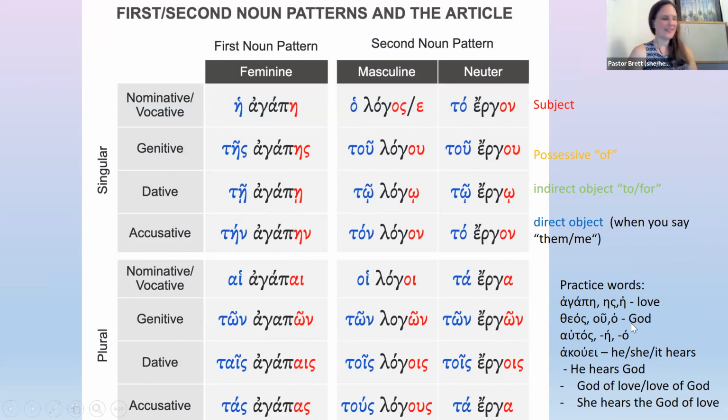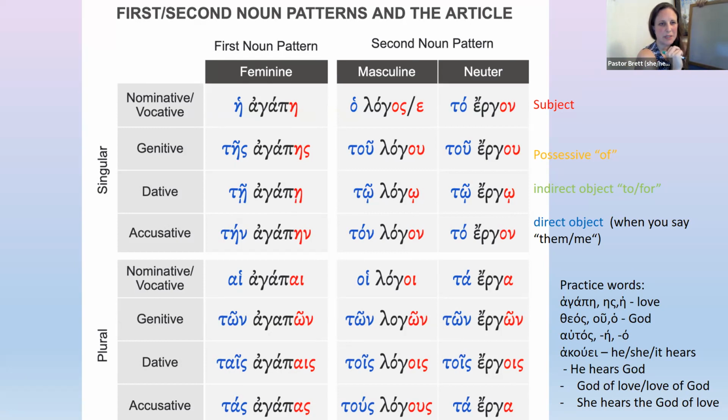All right, I've got some practice words down at the bottom right. Let's say we've got love, we've got God, we have word up there too. We have logos, we have word up there as well. And then I gave you the verb for to hear, he, she, or it hears. So that would be the third person singular, present active indicative of hears. So think about this with me. How would you say, he hears God? He hears God.